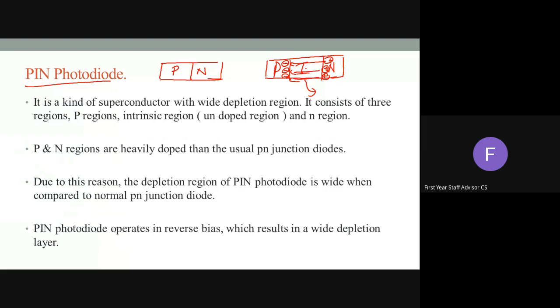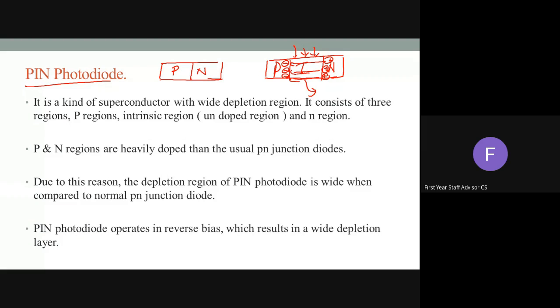Now, due to the presence of intrinsic semiconductor, or pure semiconductor, the width of the depletion region is increased. It depends upon the width of this intrinsic semiconductor. So now the width of this depletion region is increased, which means more light gets absorbed in this material.